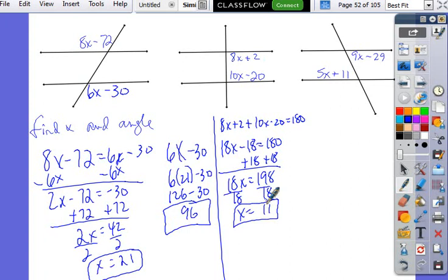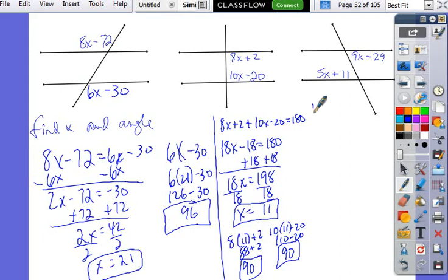Now on this one, I got my x is 11. It tells me to find the angle. Do I need to plug it into one of them or both of them? Both, because they're not the same angle, they're different. There's no guarantee that they're going to be the same angle. Now, 8 times 11 plus 2, 88 plus 2, works out to be 90. And then 10 times 11 minus 20. This one just happens to work out where both of them are 90. Most of the time on consecutive, you're going to get two different numbers. Really, I should probably change that problem right there.